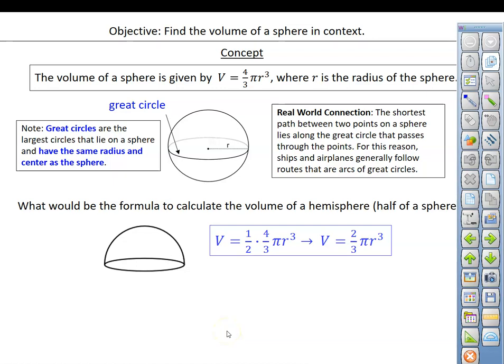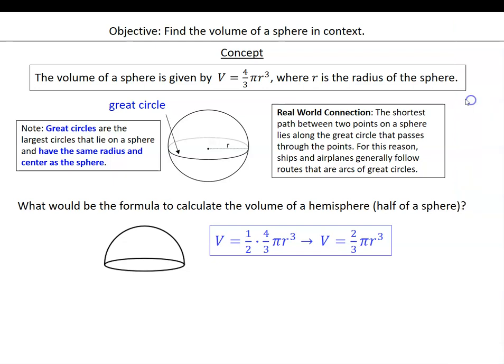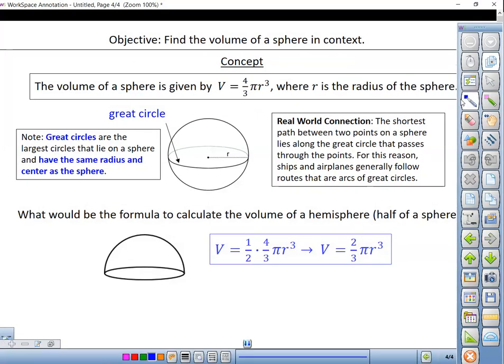Hello there, this is Miss Page, and in this lesson we are going to look at problems in which we will need to be calculating the volume of a sphere.